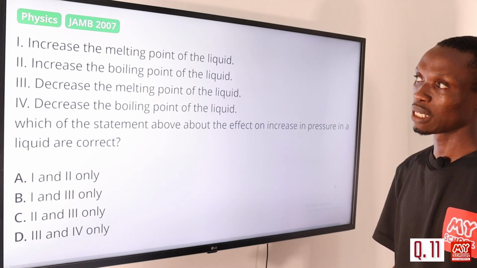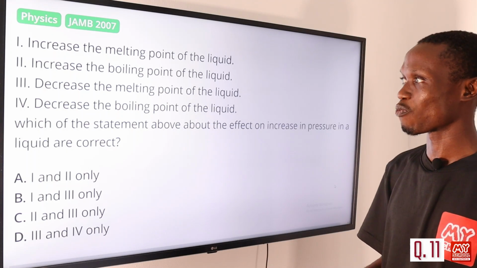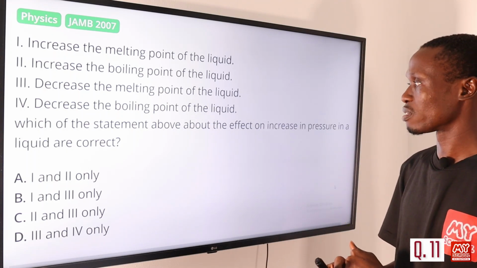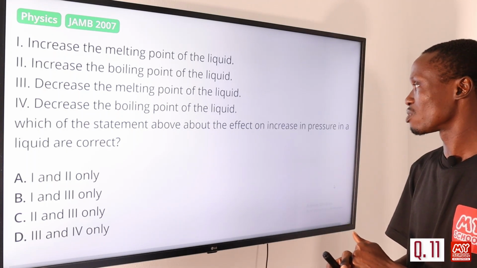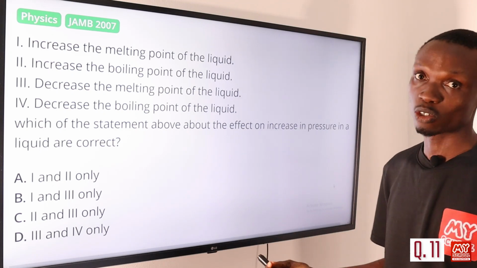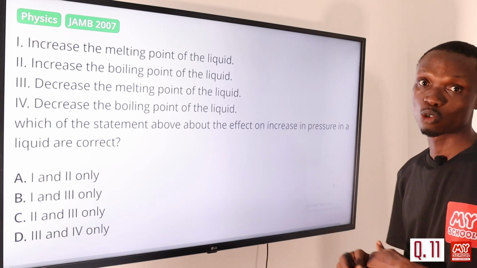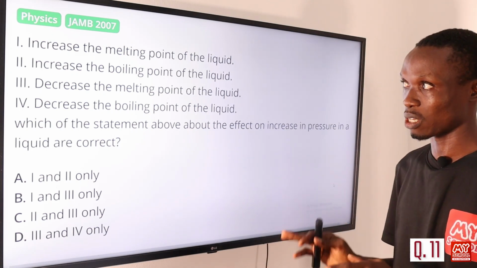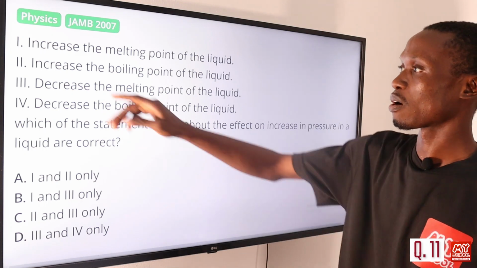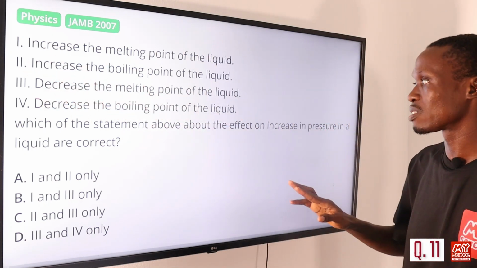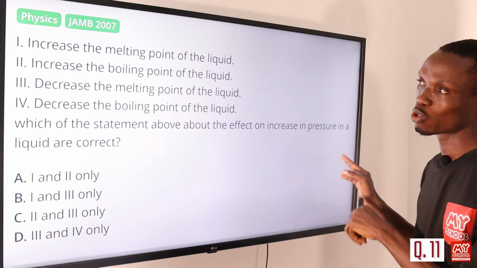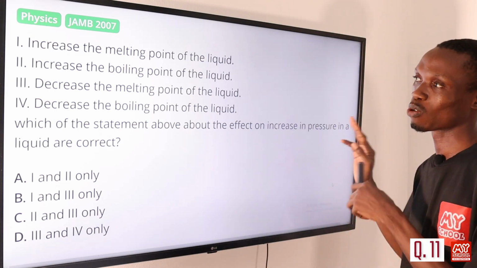Okay, so let us analyze this one after the other. First of all, let's talk about the effect of increase in pressure on boiling point. Generally, an increase in pressure will lead to an increase in boiling point. So that means our II is correct. Increase in pressure will lead to increase in the boiling point of the liquid.